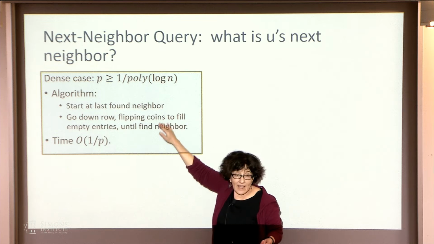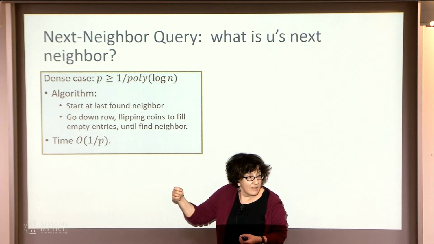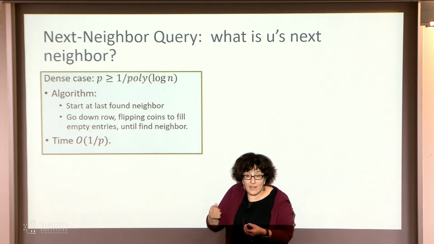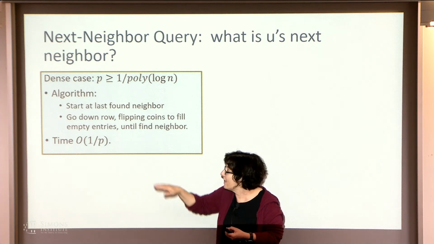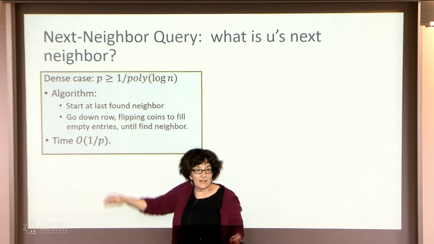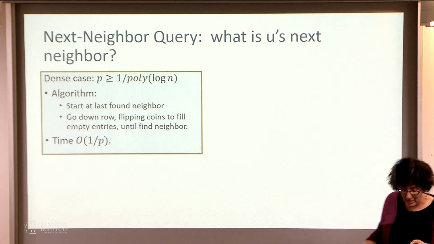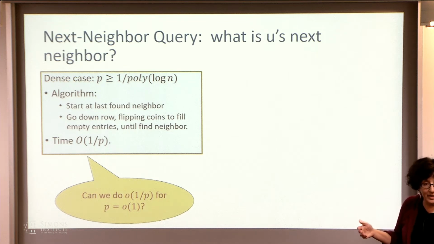If you're in the dense case, you can just flip coins until you toss a heads. Just go down the row. If it's already been tossed and it's a heads, great. But if it hasn't been tossed, toss the coin. Eventually, you'll see a heads. How long till you see a heads? These are all independent coin tosses, so time 1 over p. So that's great, except that's great when p is constant, or at least 1 over polylog n.